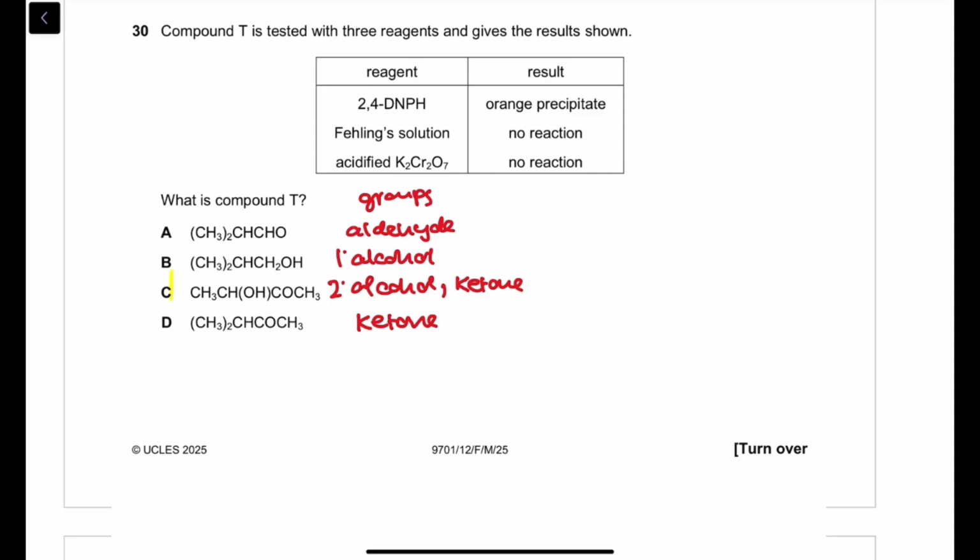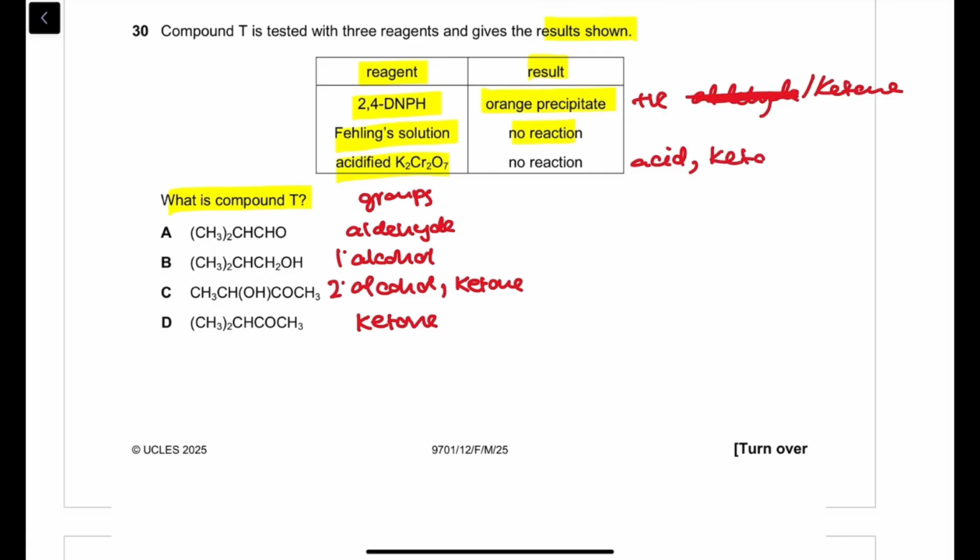Question number 30. Compound T is tested with 3 reagents and gives the results shown. What is compound T? The first thing here is 2,4-DNPH gives an orange precipitate. This is a positive result. That means there is either an aldehyde or a ketone present. With Fehling's reagent, there is no reaction, so it's not an aldehyde. Then with acidified potassium dichromate, there is no reaction. This means this is either an acid or a ketone.